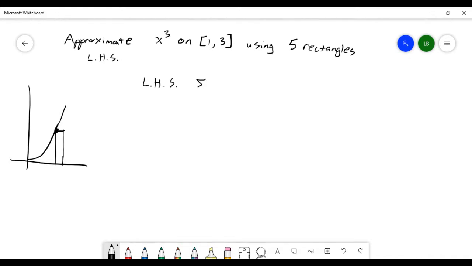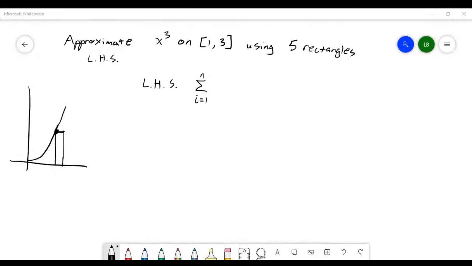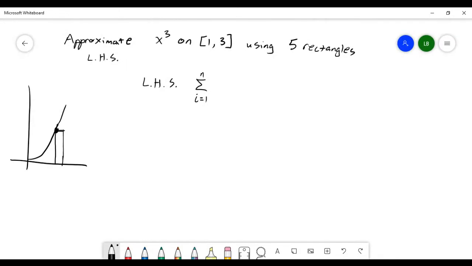That's going to be the sum I equals 1 to n. These are kind of like Riemann sums in that, well, a Riemann sum is what happens when you take the area using an infinite number of rectangles. So it would be the limit as n goes to infinity of the summation from I equals 1 to n.